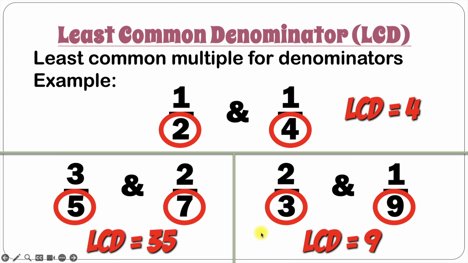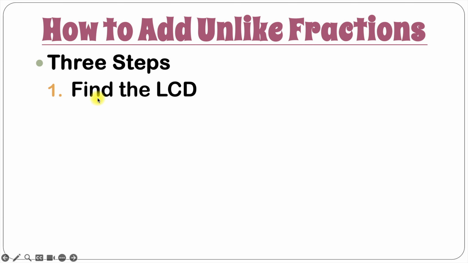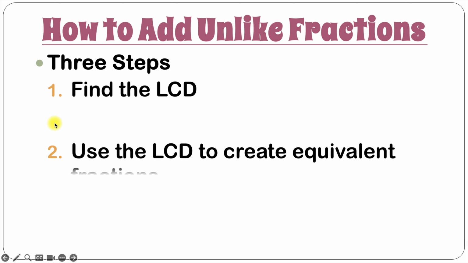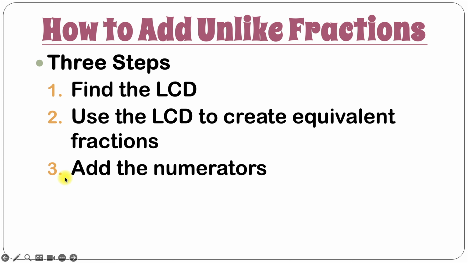Now that we're comfortable with LCD, we can go into the step-by-step process for how to add unlike fractions. The reason we couldn't do that right away is because LCD is a really important part. So here are the 3 steps. Step number 1, find the LCD. Step number 2, use that LCD to create equivalent fractions. And step number 3, add the numerators.